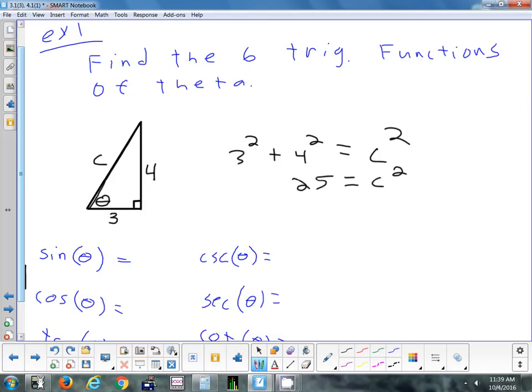And now I want to get rid of this exponent of 2. So what do I have to do on each side? Yep, take the square root. So how long is the hypotenuse? 5. Okay, so this time it came out nice.